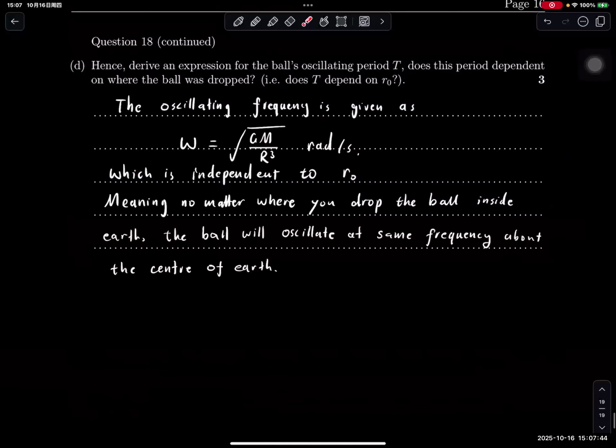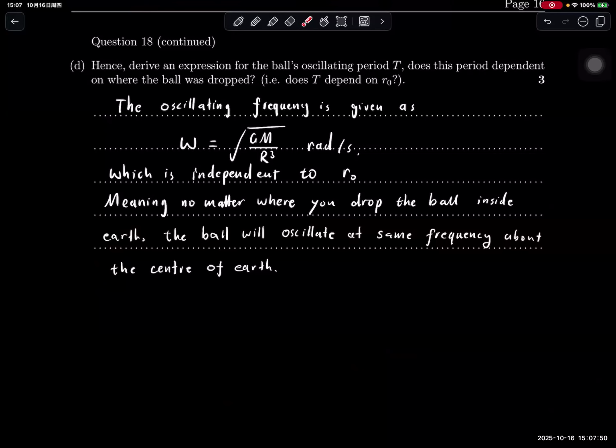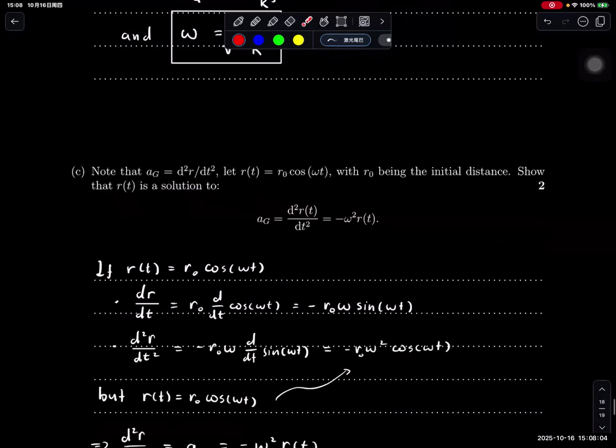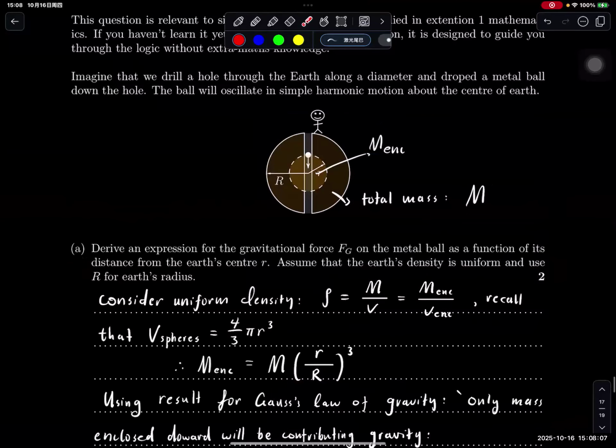Question D is to derive an expression for the ball's oscillatory period T. Does this period depend on where the ball was dropped? The oscillating frequency is given as this, so it is actually independent of your radius r. It does not depend on where you drop it. The ball would oscillate in the same period whether you drop it here or start it here at initial zero speed. It's quite nice, and quite counterintuitive.